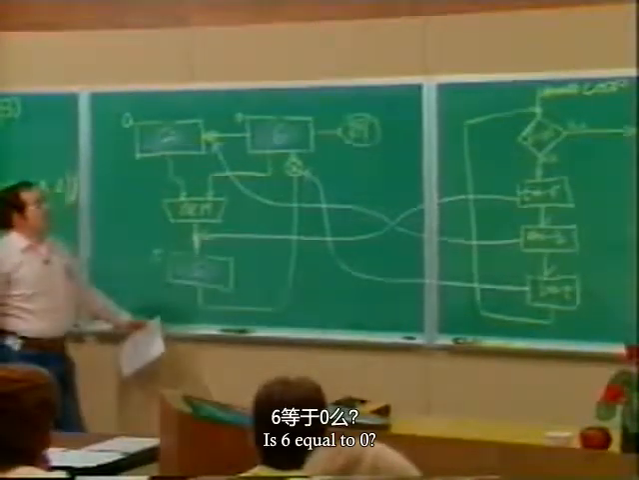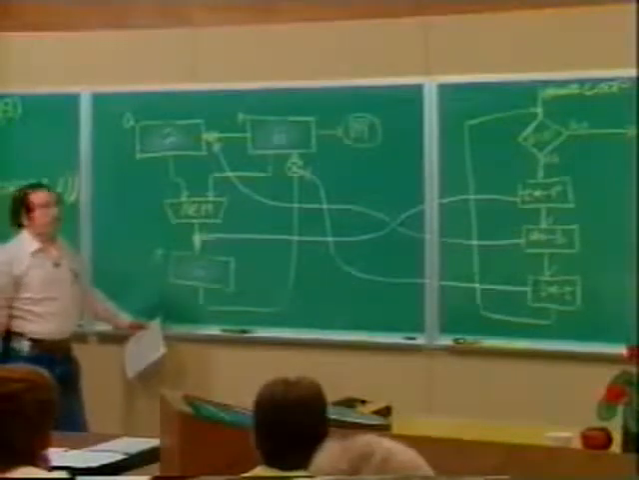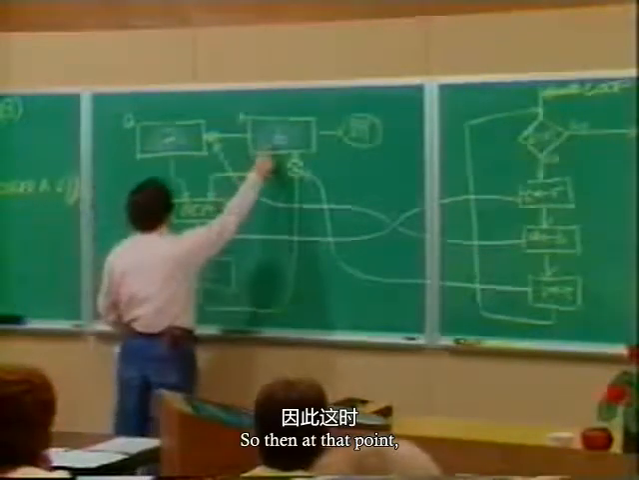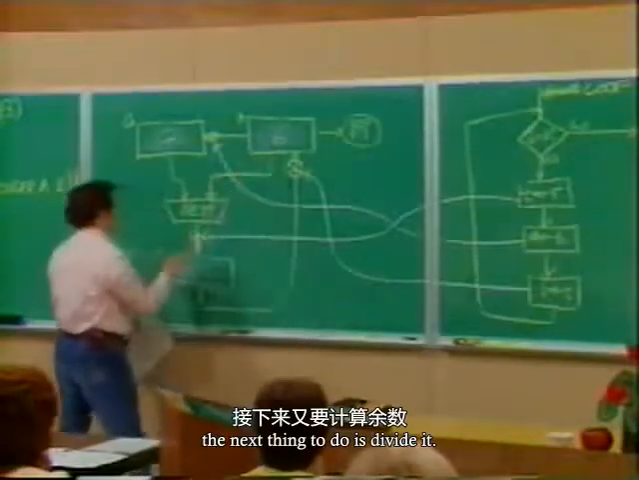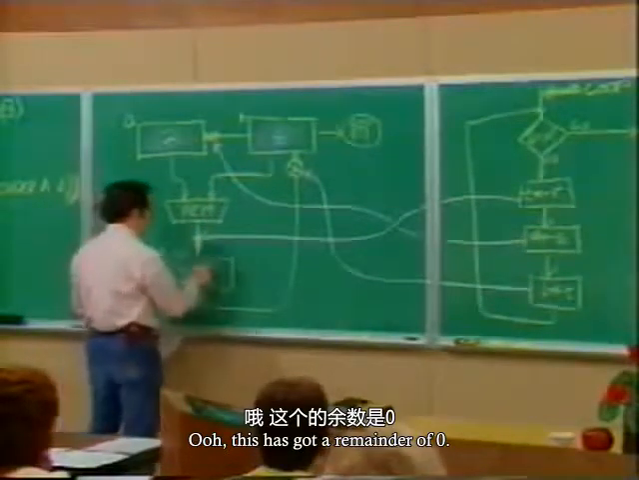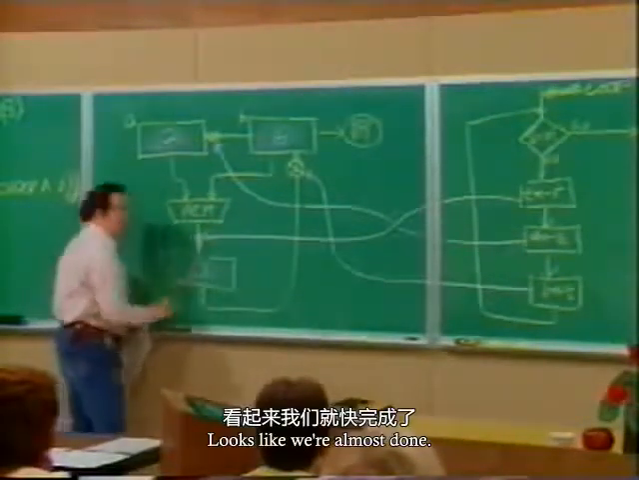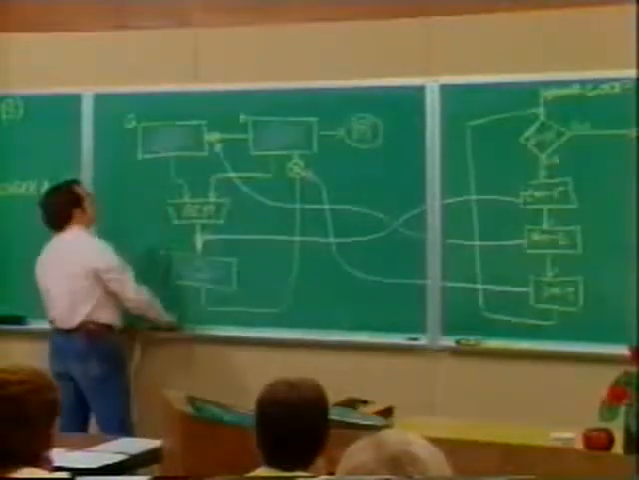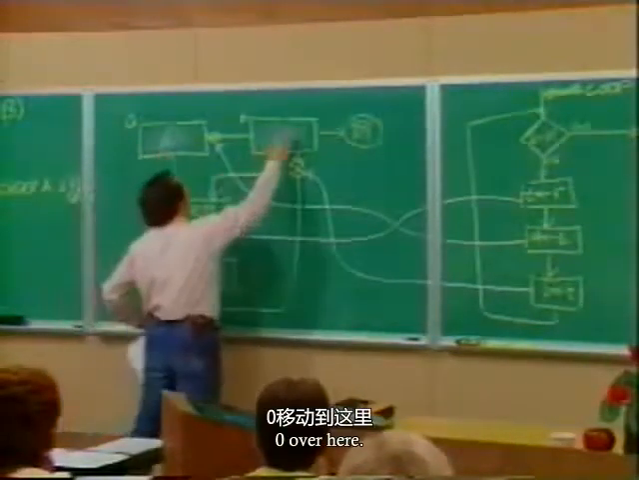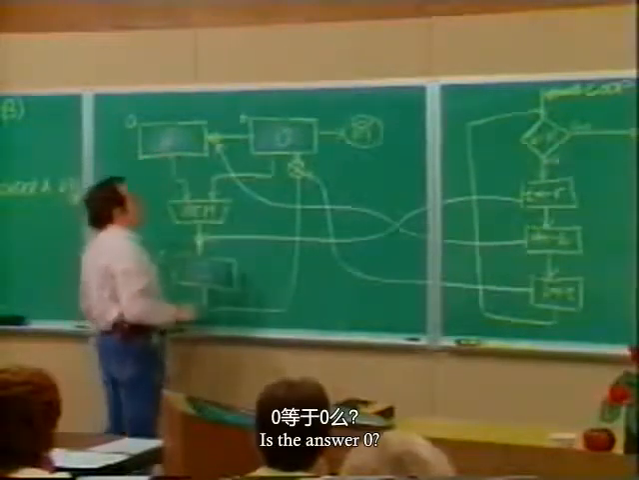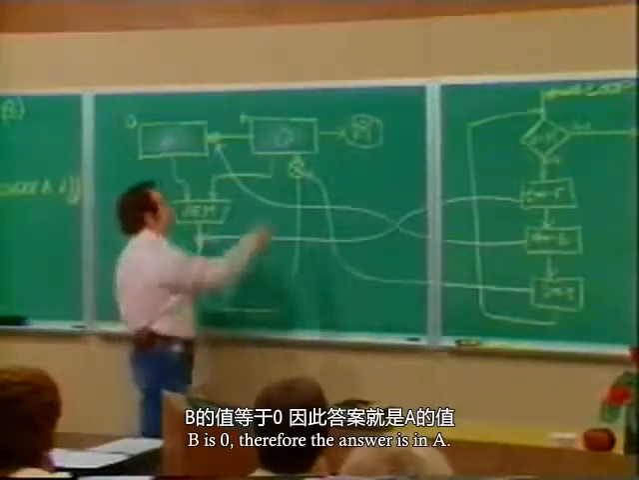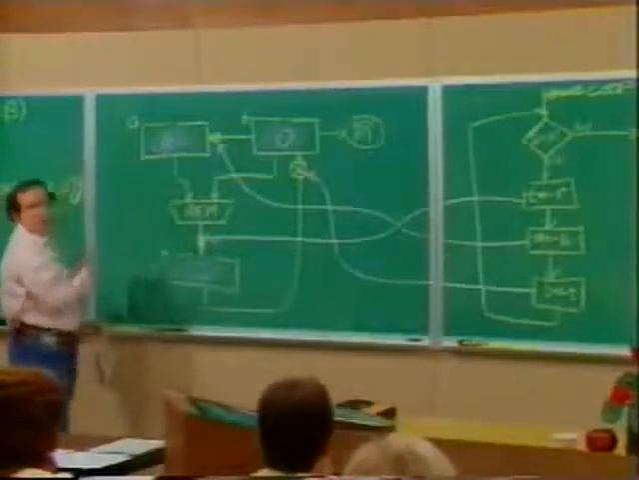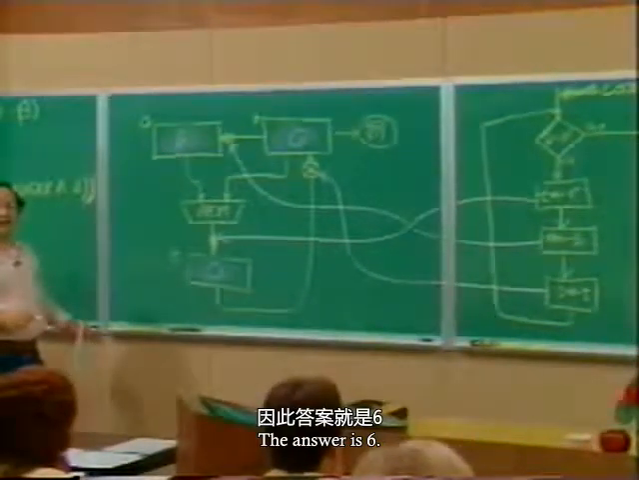Is 6 equal to 0? No. Okay. So then, at that point, the next thing to do is divide it. Ooh, this has got a remainder of 0. Looks like we're almost done. Move the 6 over to here. Next. 0 over here. Is the answer 0? Yes. B is 0, therefore the answer is A. Okay. The answer is 6.